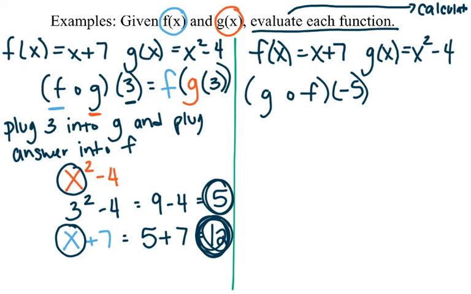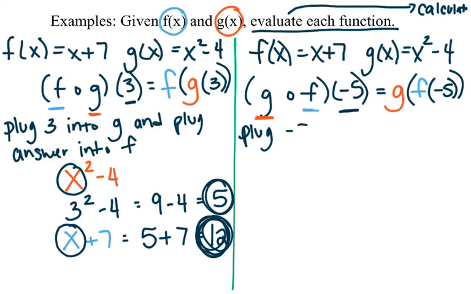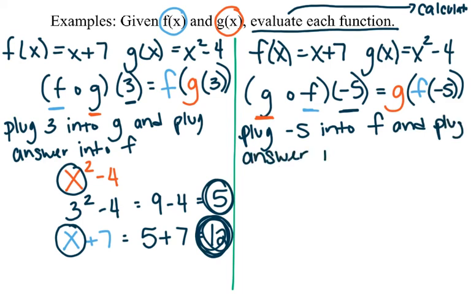Alright, for the next example, G is my first letter I get to, so G is on the outside. F is the second one this time, and I'm going to be replacing X with a negative 5. So this one is saying plug negative 5 into F and plug that answer into G.